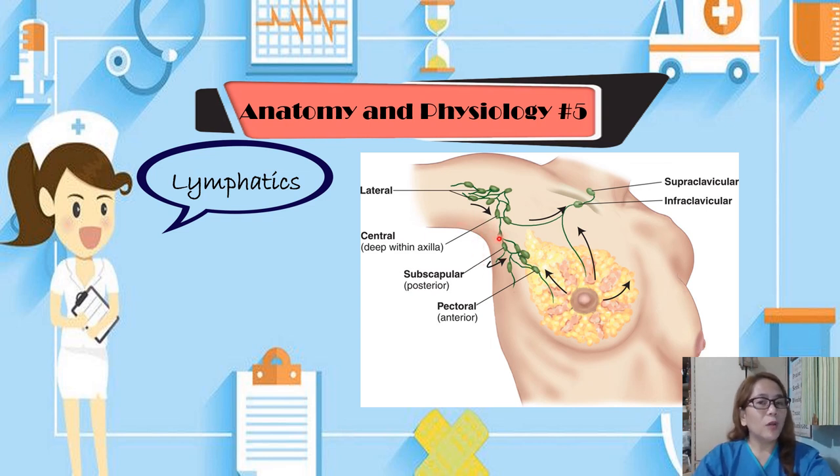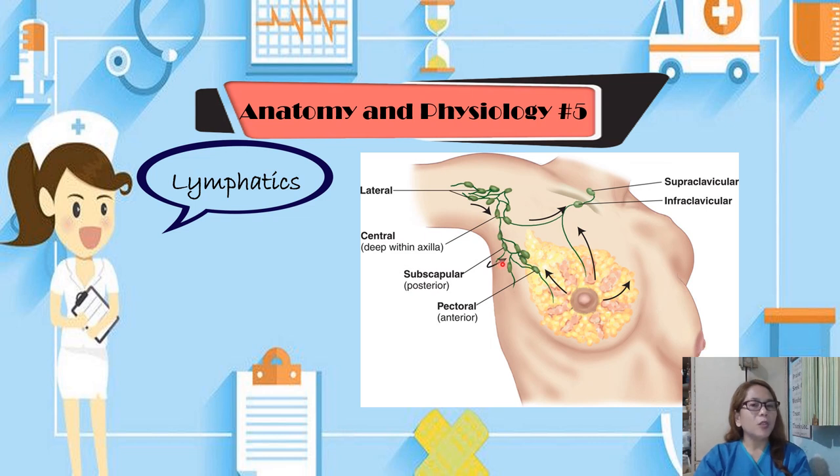Of all the axillary lymph nodes, the central nodes are the most palpable. They lie along the chest wall. Another lymph node is the pectoral anterior. It is located along the lower border of the pectoralis major inside the anterior axillary fold. These nodes drain the anterior chest wall and much of the breast.